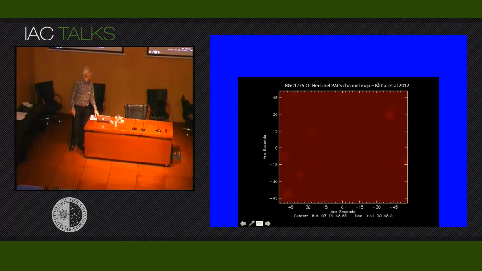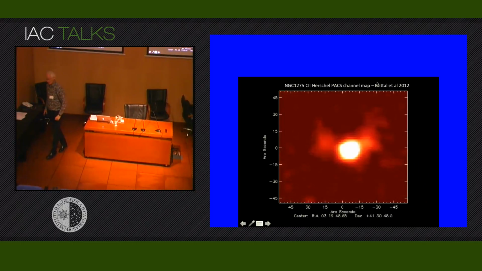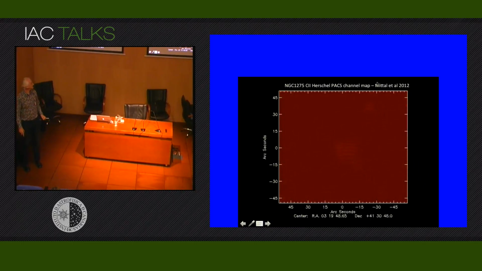So this is a little movie of NGC 1275 in the carbon-2 line, where we've actually mapped a larger area. So you're seeing roughly the size of the area that you could see from the image that I showed in the background earlier when I introduced NGC 1275. And what you can see is that there's a strong carbon-2 line right in the center, but also you see that centroid shifts slightly from the object in the center, moving from right to left.